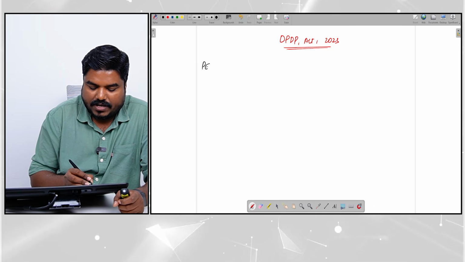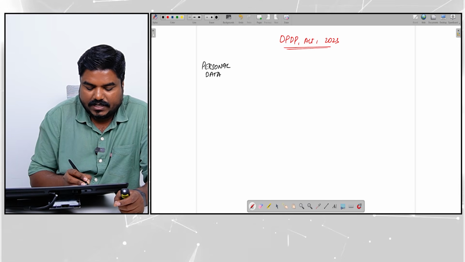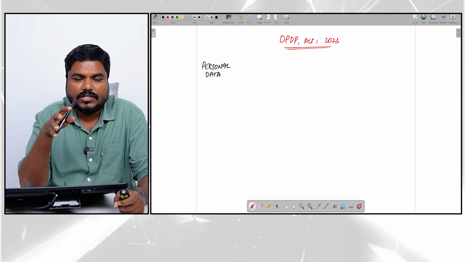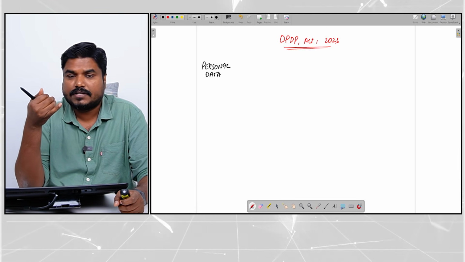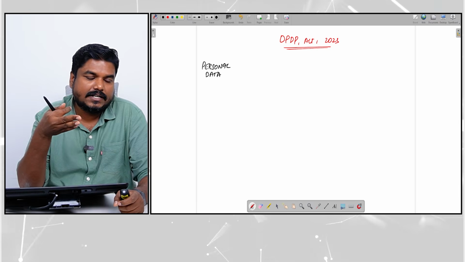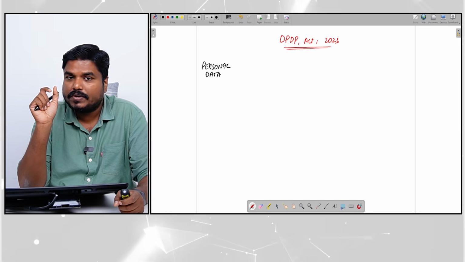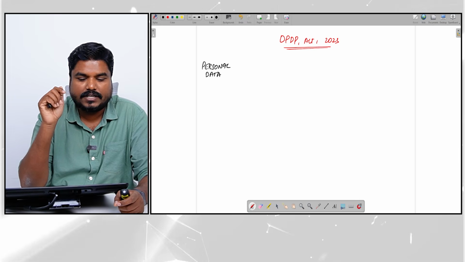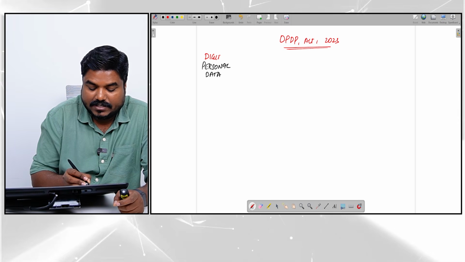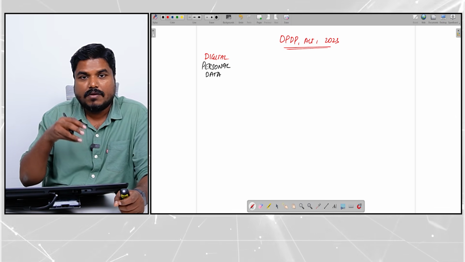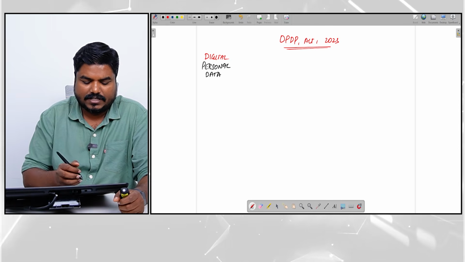So the first thing we have to know is personal data. So what is personal data, sir? It is the data through which you can identify a person. For example, my address, my phone number, my bank details. All these will help in identifying who that person is. That is called personal data. Now, this DPDP Act deals with digital personal data. So it aims to protect and regulate the processing of digital personal data.